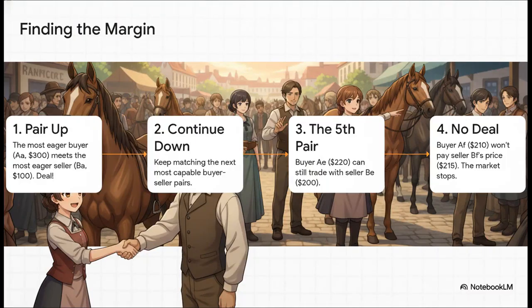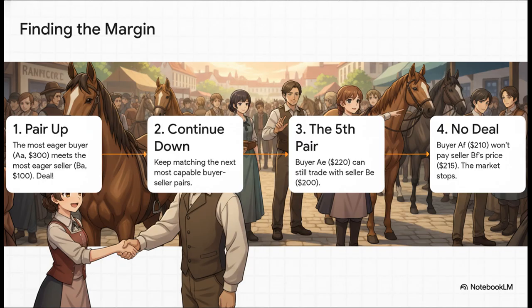So, how does this market actually play out? Well, it's pretty straightforward. The most motivated buyer, A1, can easily make a deal with the most motivated seller, B1. I mean, there's a huge price range there between $100 and $300. Same thing for the 2nd, 3rd, and 4th pairs. Now, the 5th buyer, A5, is willing to pay up to $220, and the 5th seller, B5, will accept $200. So yep, a deal is still possible there.